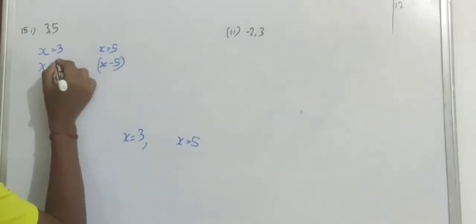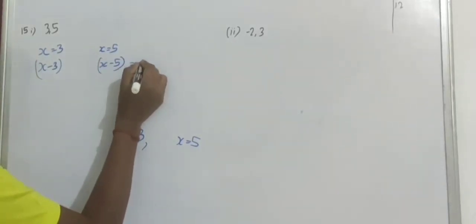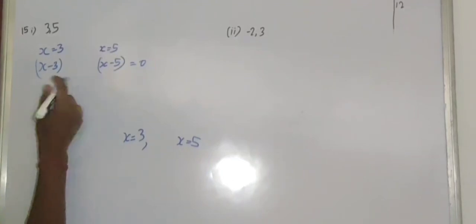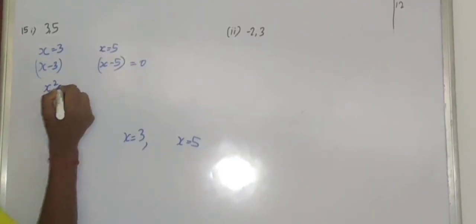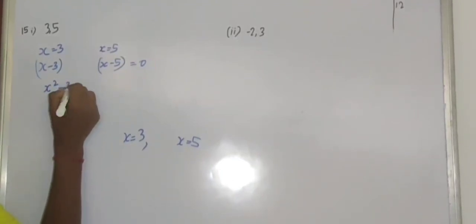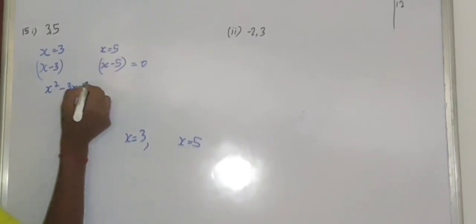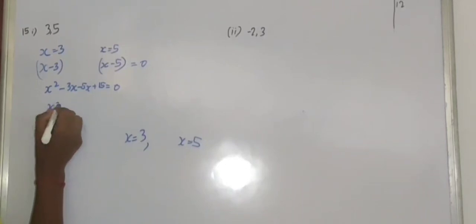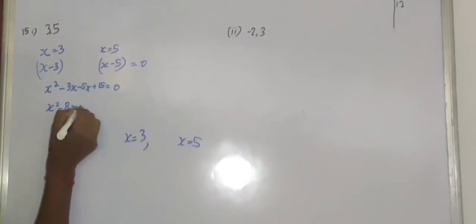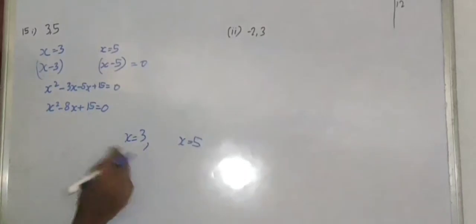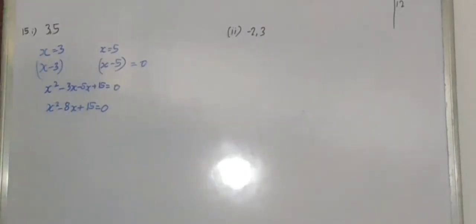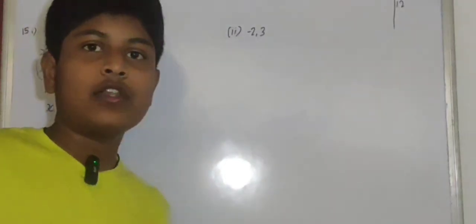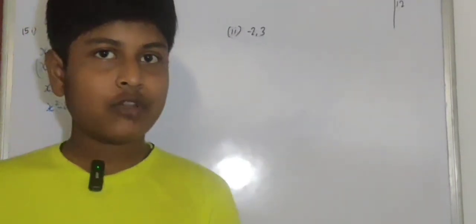So now close the brackets, make it equal to 0, and now here's the equation. Open the brackets, it will be x square minus 3x minus 5x plus 15 is equal to 0. It will be x square minus 8x plus 15 is equal to 0 as your final. Similarly, this will be solved like this, but first you try to do it yourself. Pause the video and solve.